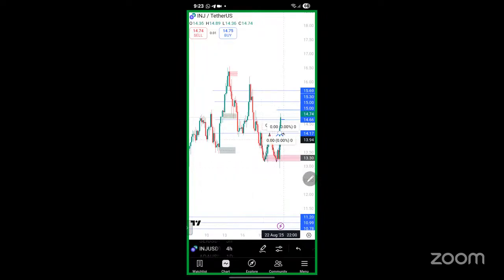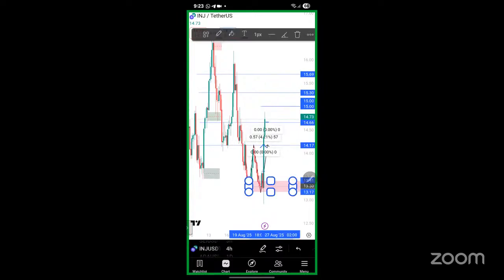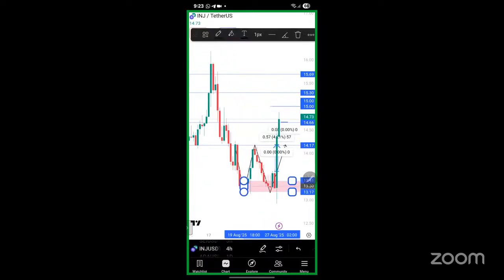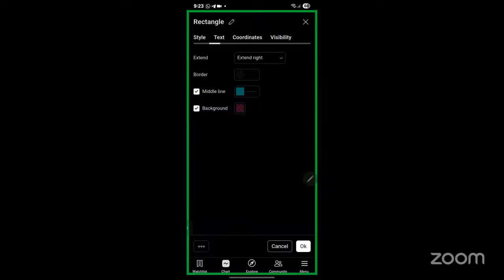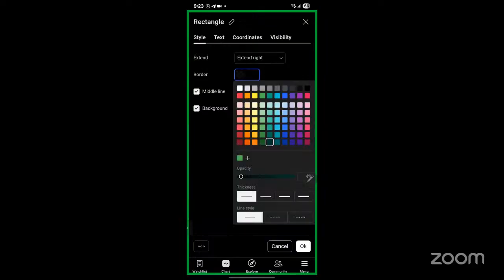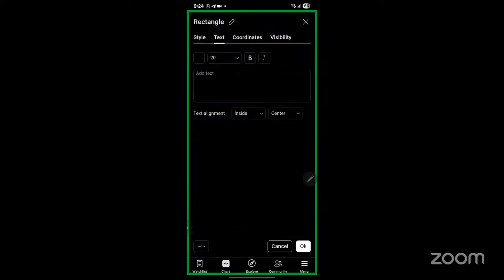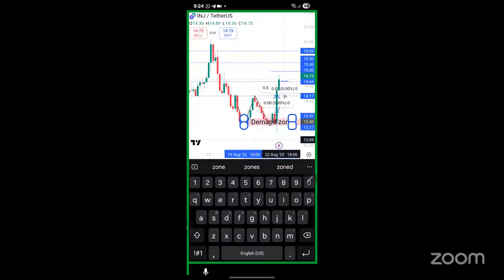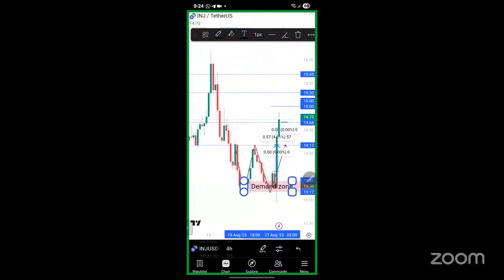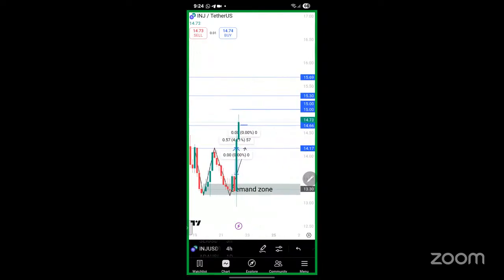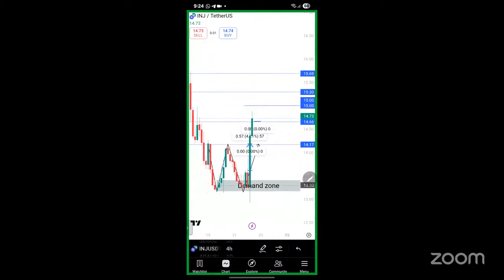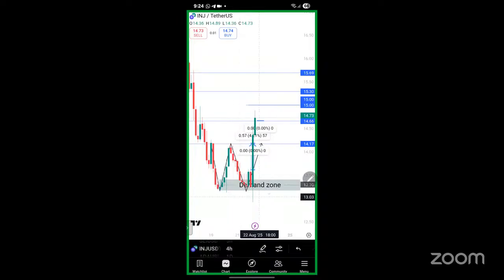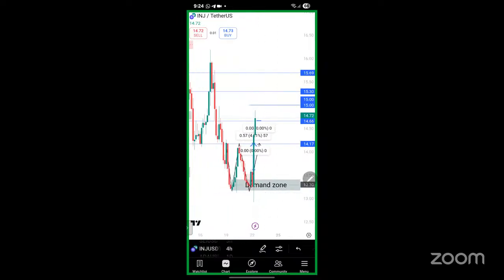Now, when you try to draw the demand zone at this point here, I can double tap here and label the area green. I tap here and say it is a demand zone. It's a demand zone, which is okay. Tap on this area here, make it green, because the demand zone always indicates green, indicates buying pressure. You understand?